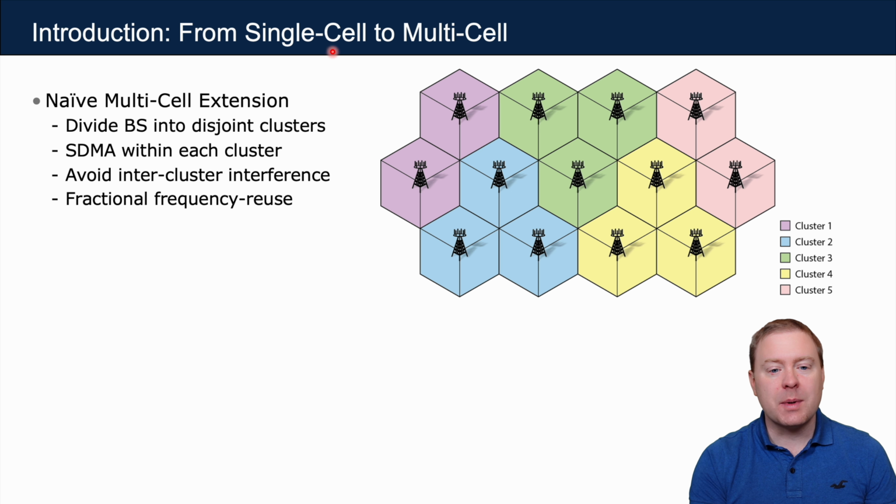And if you want to go from a single cell to multiple cells, well, the naive multicell extension would be to divide the base stations into different clusters, and then you do some kind of SDMA transmission within each cluster to serve the different users there, and then you make sure that there is no interference between the clusters by, for example, orthogonalizing them, using different frequencies and other traditional methods.